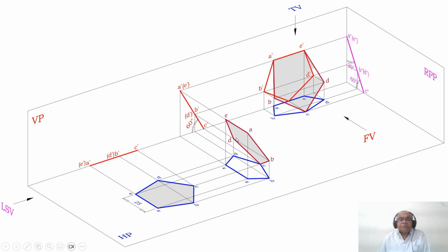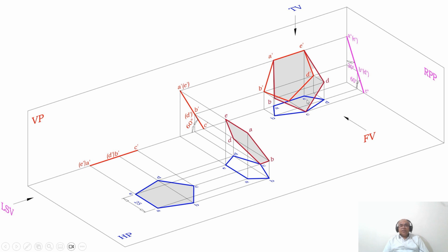And now what he says: the side opposite the corner touches VP, AE. So what should happen? AE should touch the vertical plane. That is what we have shown here. A dash E dash is touching VP, and C is touching HP. So this is the grey color three-dimensional surface, wherein the pentagon side is resting on VP and the corner is resting on HP.